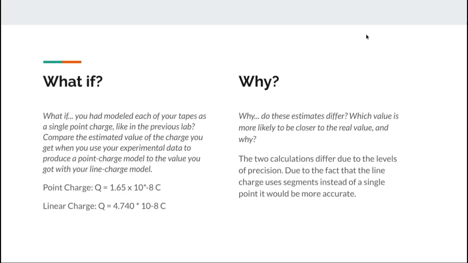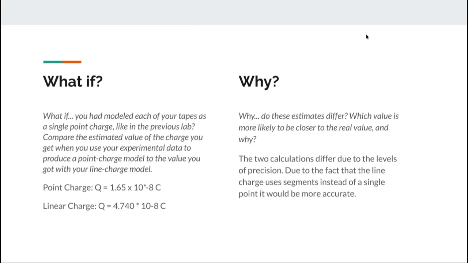And then lastly, the what if and why. What if you had modeled each of your tapes as a single point charge? Well, we did that in the previous lab. Here we have the point charge of that, which was 1.65 times 10 to the negative 8. And then how does that compare to linear charge? Well, the linear charge was greater at 4.74 times 10 to the negative 8 coulombs.